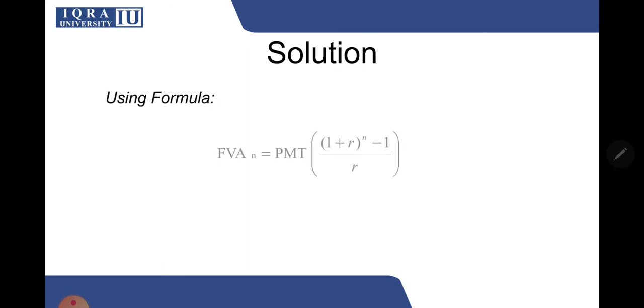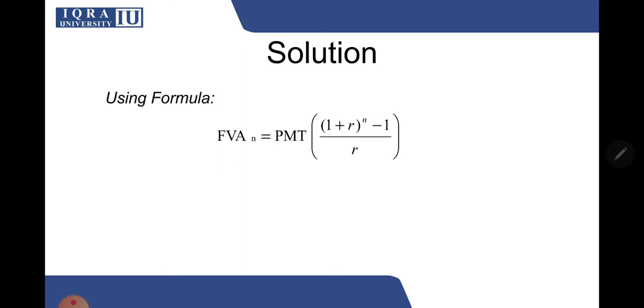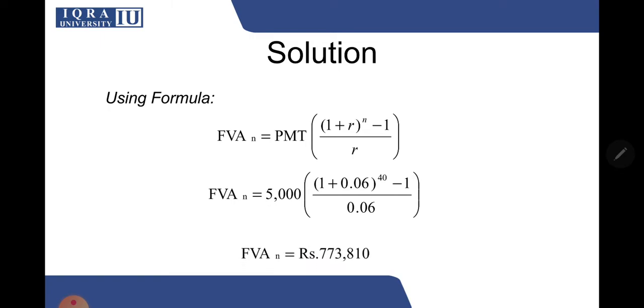So the formula that you will use for this is the future value annuity formula, because you want to find out the future value. The PMT is 5,000 and 6% was the rate, and your N was 40. So if you solve this, 773810, this is the amount you will have saved upon your retirement, which you can use later on.